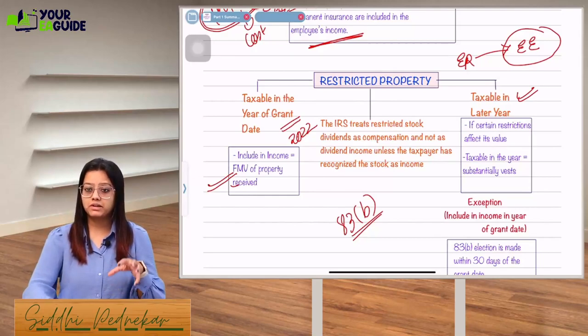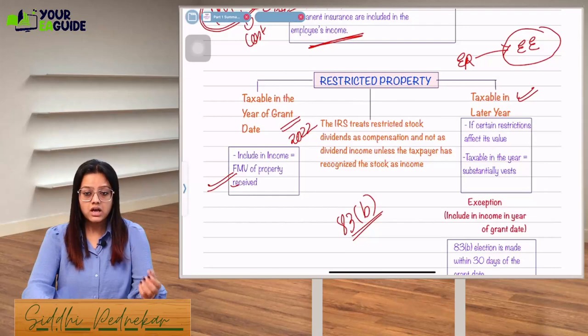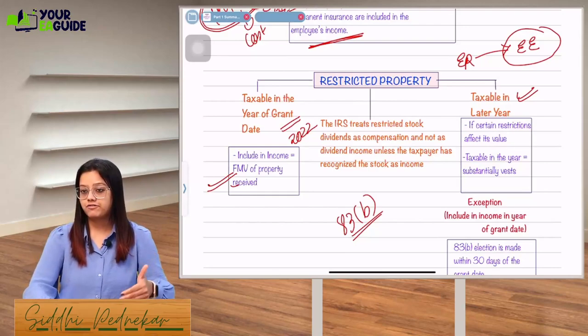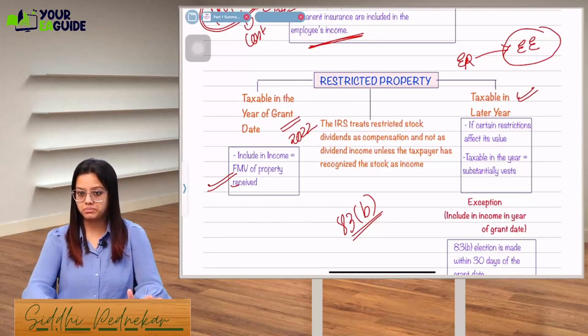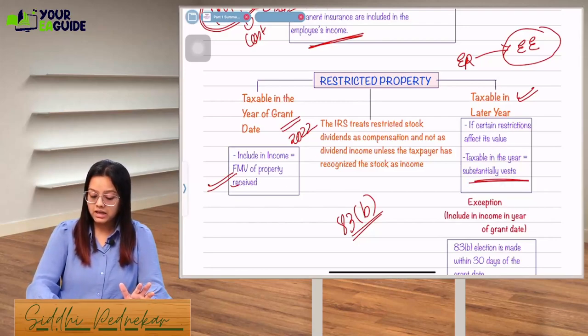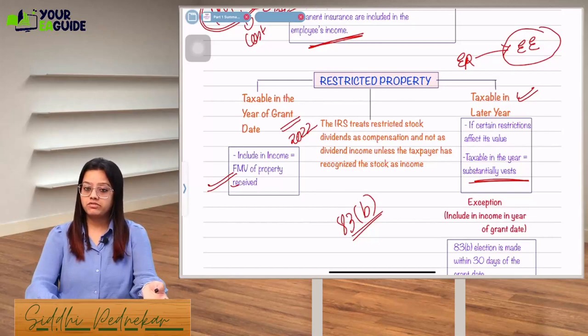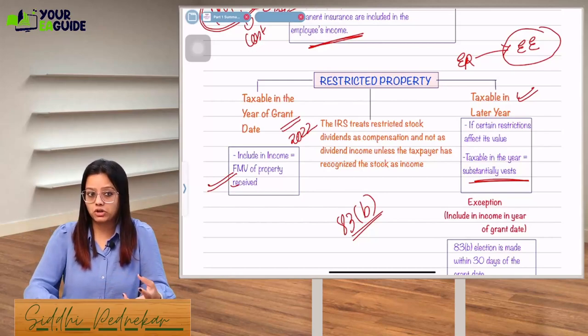If you receive a property which carries some restrictions, let's say they have restricted it for 2 years, like after 2 years the property can be sold or can be utilized for some other purpose, then it will be taxable in the later year, substantially when you vest the interest in that particular property.